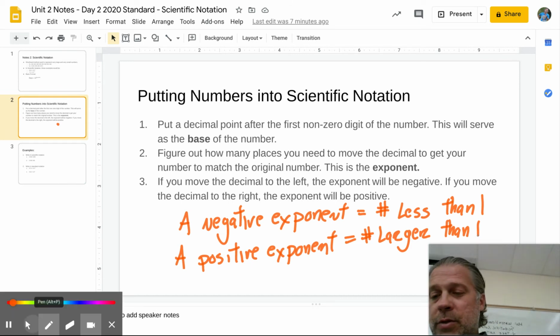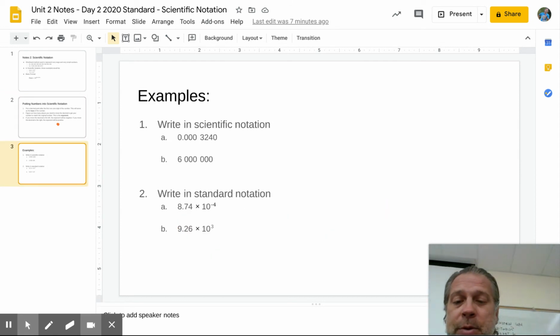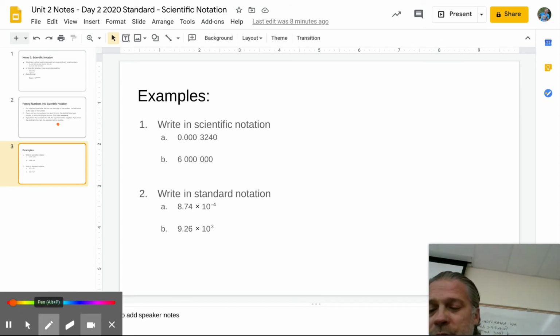All right, so now the last thing we're going to do is go through a couple of examples of writing a regular number in long form as a number in scientific notation, and then the reverse. So let's go through this first example.